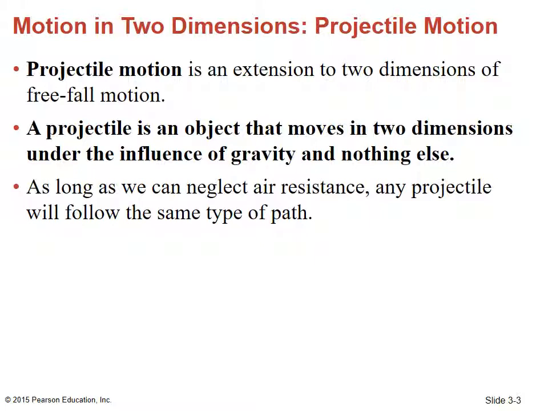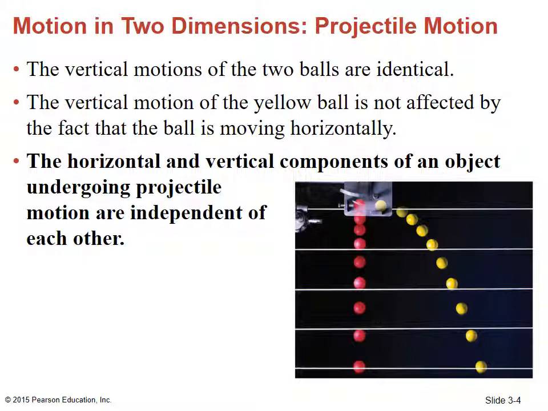As long as we can neglect air resistance, any projectile will follow the same type of path. The vertical motions of the two balls are identical. The vertical motion of the yellow ball is not affected by the fact that the ball is moving horizontally. The horizontal and vertical components of an object undergoing projectile motion are independent of each other.